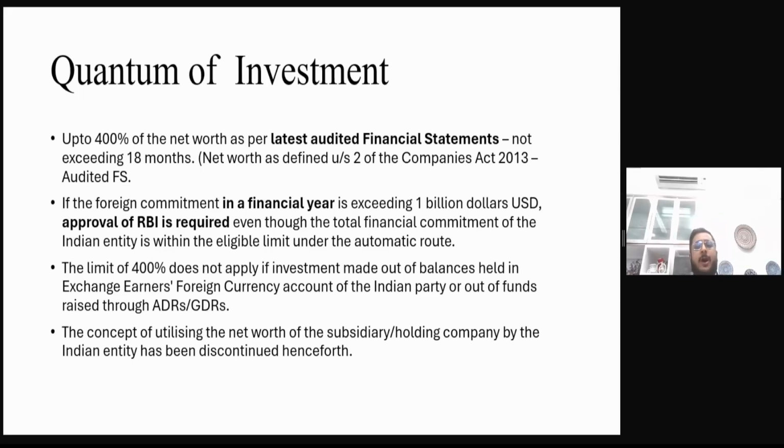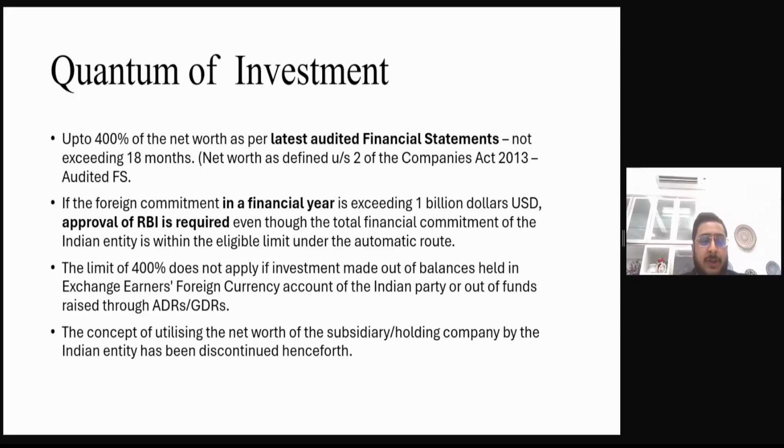However, this limit of 400% does not apply if the investment is made out of balances held by the company in its exchange earners foreign currency account, or out of any funds raised through American depository receipts or global depository receipts. So basically, if a company has earned some foreign currency outside India and has a foreign currency account outside India, this exchange earners foreign currency account, it can make a transaction from there, and that 400% will not apply. Other rules and regulations will apply, but the 400% limit will not apply.